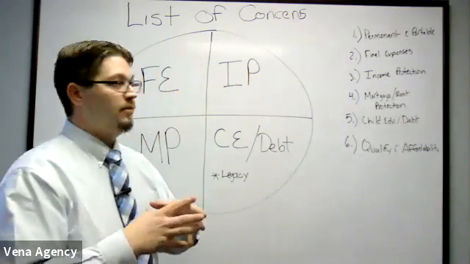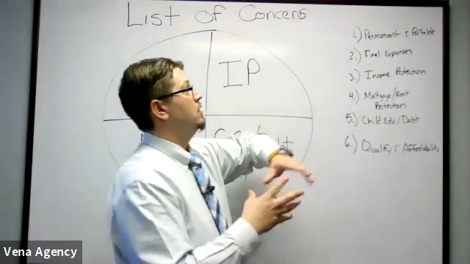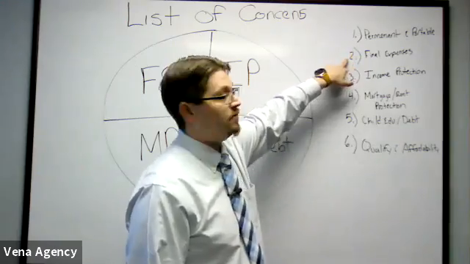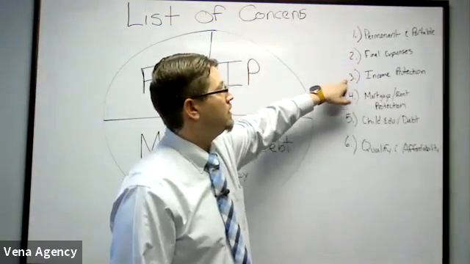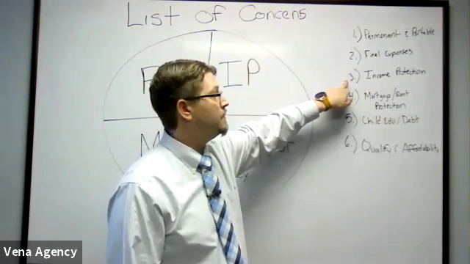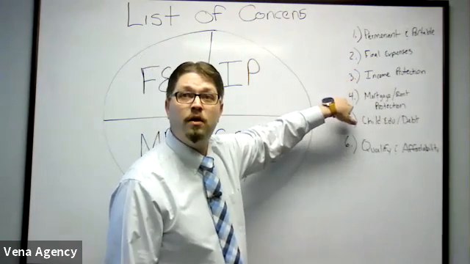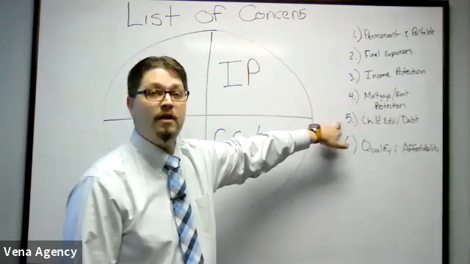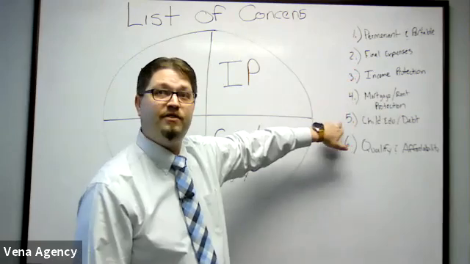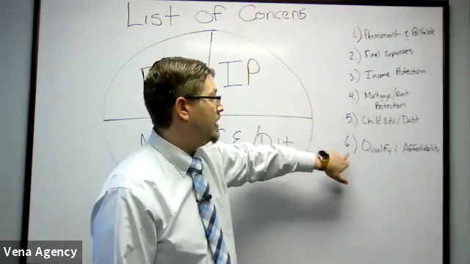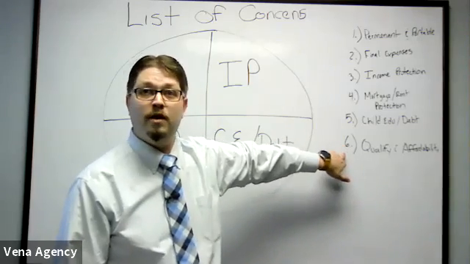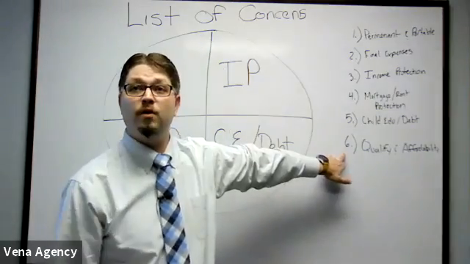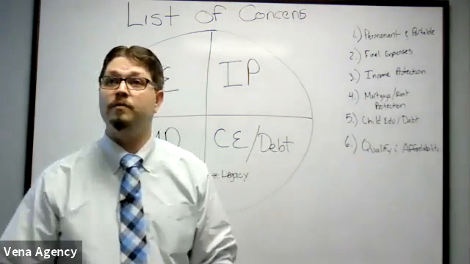So the 6 concerns, guys: 1, permanent and portable benefits; 2, final expenses; 3, protecting their income; 4, having the mortgage or the rent taken care of; 5, having their child's education or any kind of debt taken care of; and then 6, making sure the program is simple enough to where people can qualify for it, and then affordable for those members as well.